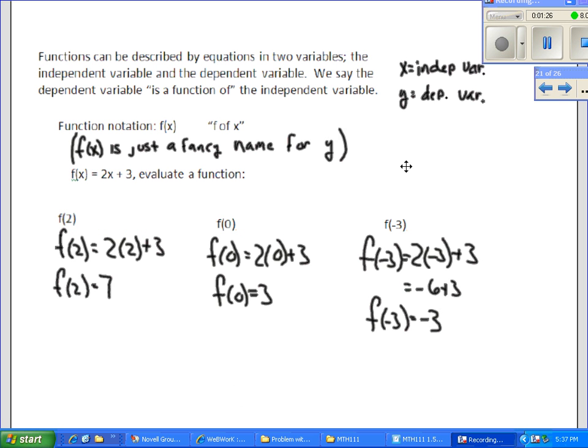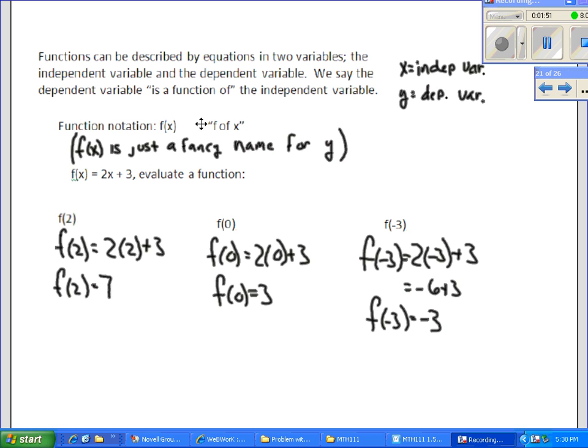Functions can be described by equations in two variables, the independent variable and the dependent variable. The dependent variable is a function of the independent variable, and again we commonly refer to x as the independent variable and y as the dependent variable, though certainly we can use other letters to represent those variables. Function notation: f of x.